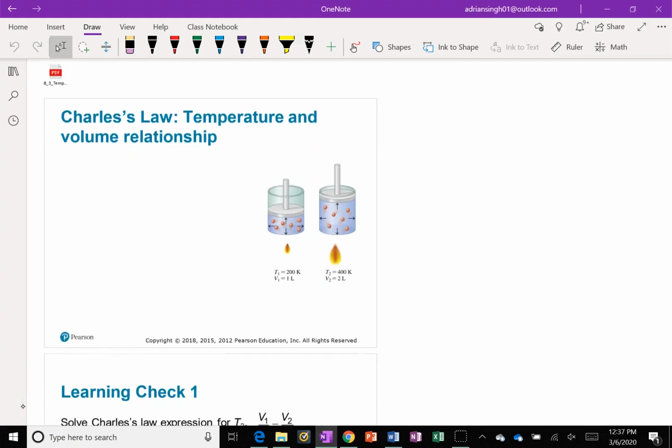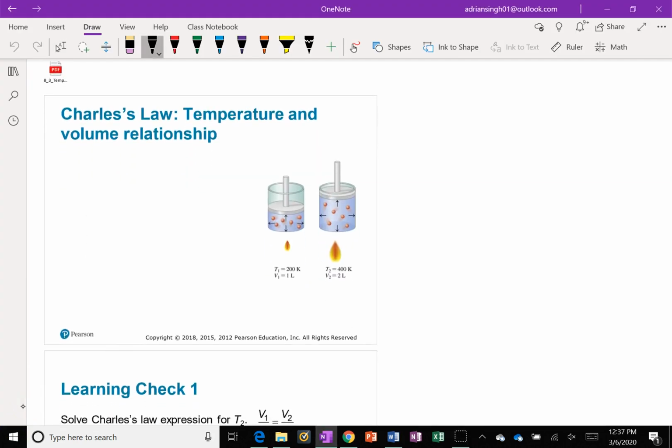Okay, now we're going to take a look at another relationship between two properties. We're going to look here at the temperature and volume. So the VT relationship. And if we're looking at the relationship between V and T, that means we're going to keep the other two, which are pressure and amount. We're going to keep those constant.